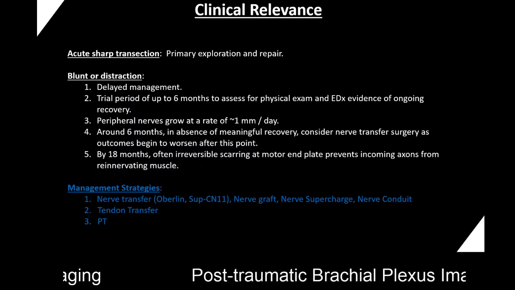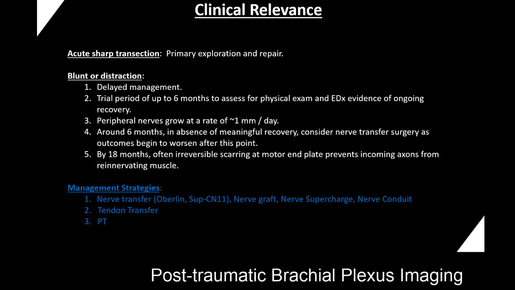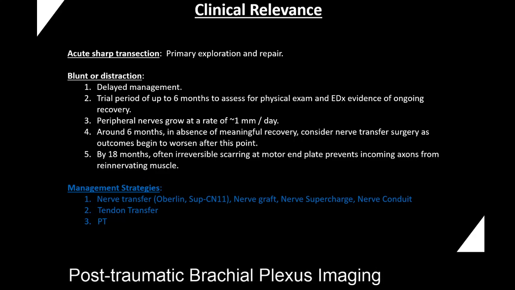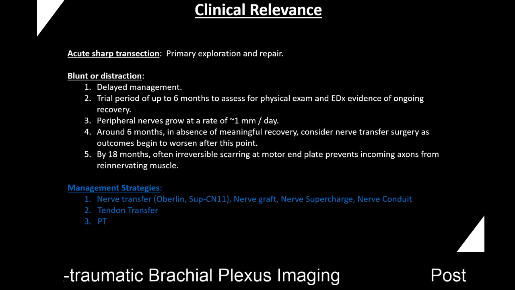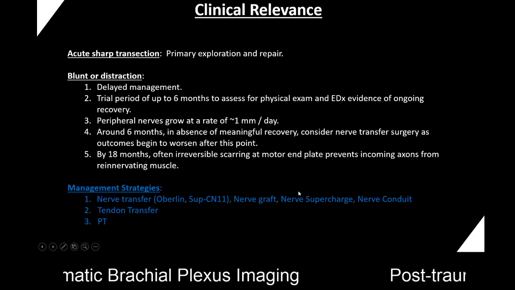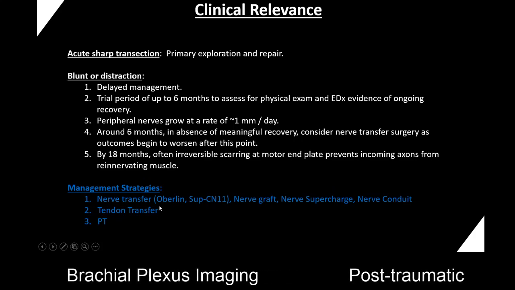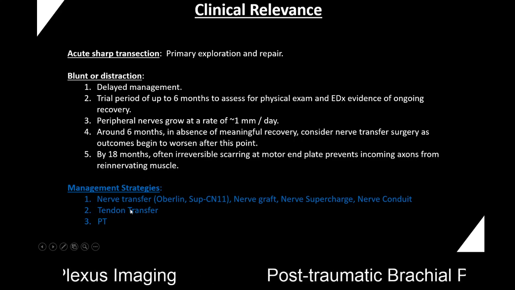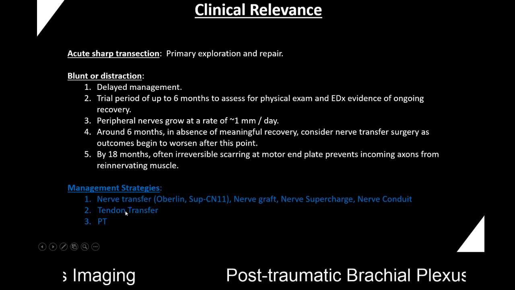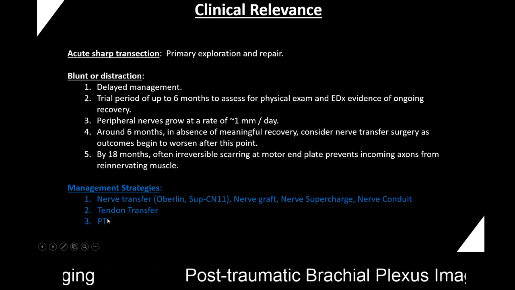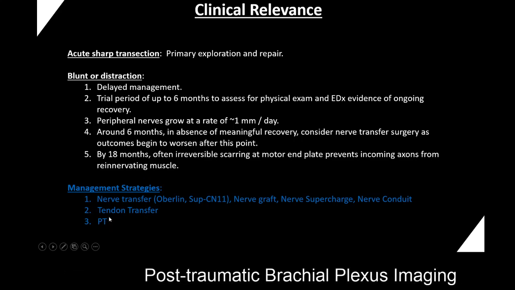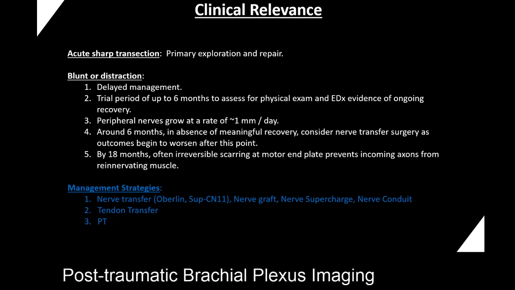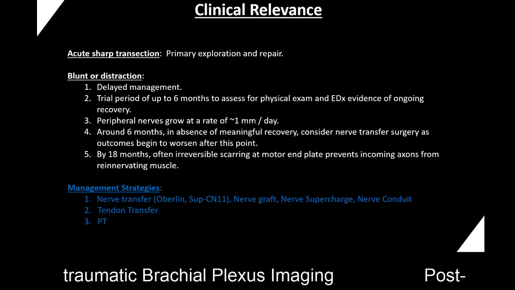And the management strategies are numerous. We'll touch on a couple, but nerve transfers are one type that is gaining success, and I'll go through that in a little bit. Nerve grafting, nerve supercharging, nerve conduits. Later, if this all fails, or if there's not a good nerve transfer donor, tendon transfers are another option, and then all of these surgical interventions will require physical therapy to retrain the patient to use these muscles like they were not designed to be used.